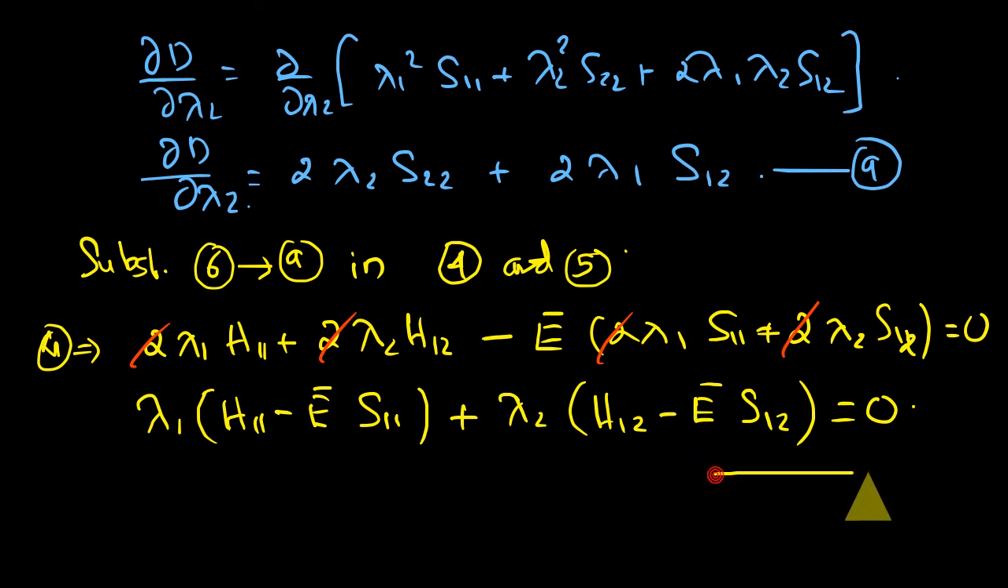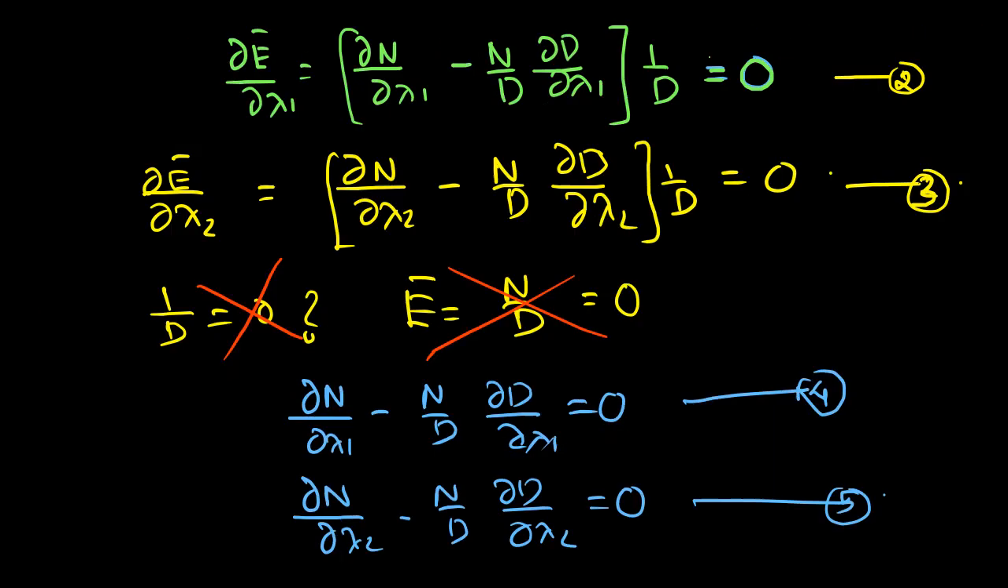So let me call this equation number 10. Now we are going to substitute the values in equation number 5. We know equation 5, that is ∂N/∂λ2 minus N/D into ∂D/∂λ2 is equal to 0. So we are going to substitute in that one.